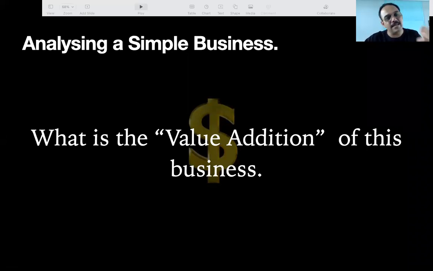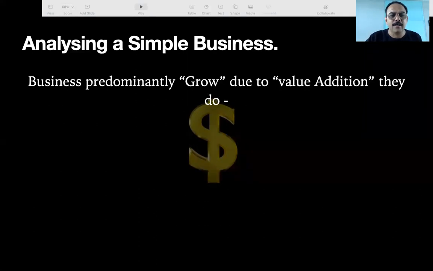So any business that you analyze, the first point in fundamental analysis, you should know what value addition this company is doing. If you don't understand the value addition done by that business, don't invest in that share, because most likely it will be difficult to earn in that business. So rule number one in fundamental analysis: understand the value addition of the business, what it is doing for the customer, and how it is different from the competitor, right?